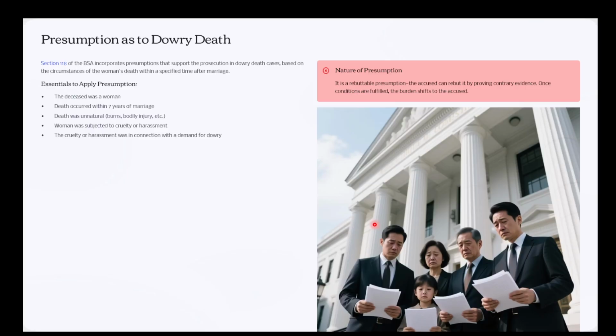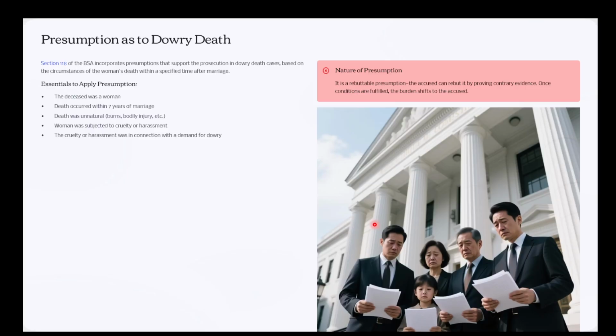So, presumption as to dowry death. Section 118 of the BSA incorporates the presumption that supports the prosecution in dowry death cases based on the circumstances of the woman's death within a specified time after marriage. The following are the essentials to consider for the presumption as to dowry death.